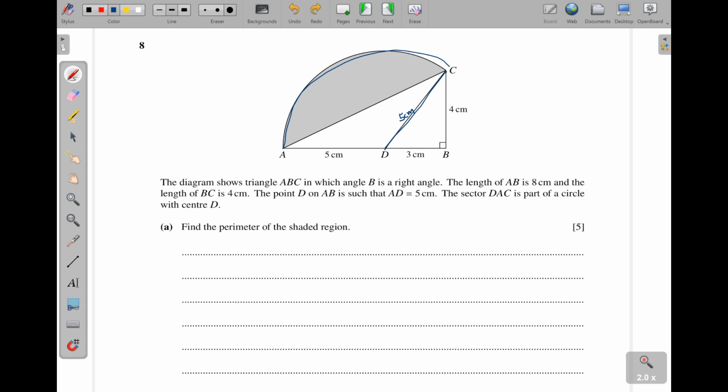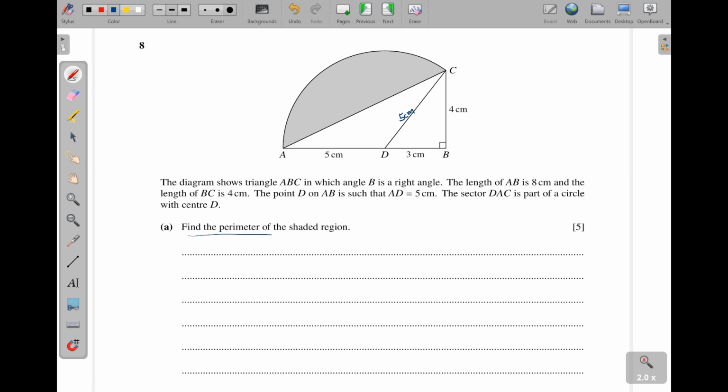And also when you use Pythagoras theorem on this triangle here, DC is going to be equal to the square root of 4 squared plus 3 squared. 4 squared is 16 plus 3 squared is 9, so 16 plus 9, and you get 25, then root of 25, you get a 5. You see that? So it has to be 5 there.